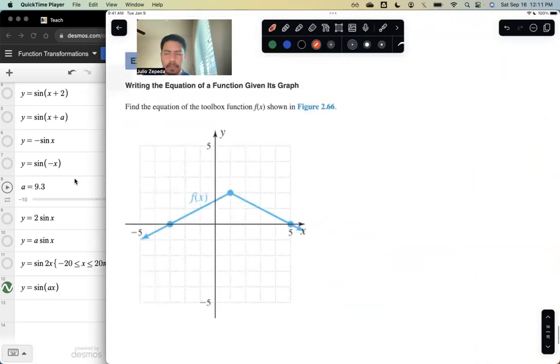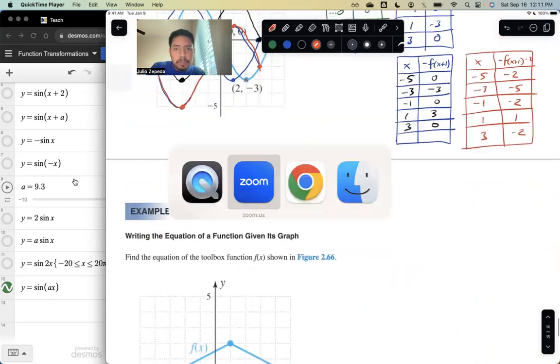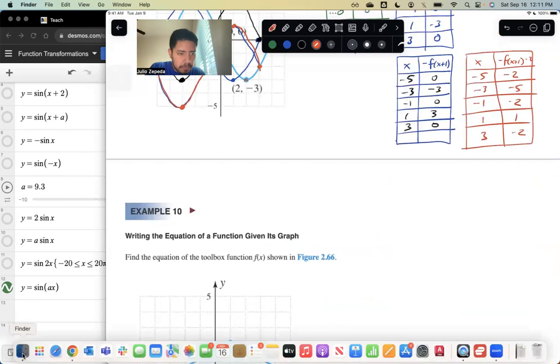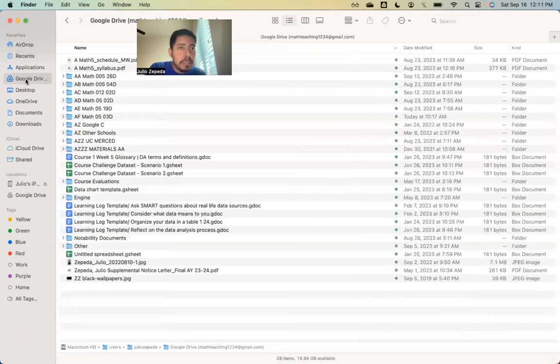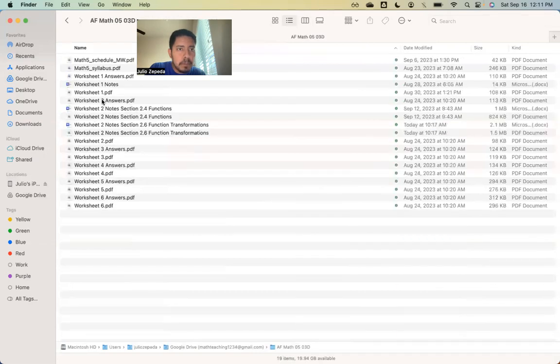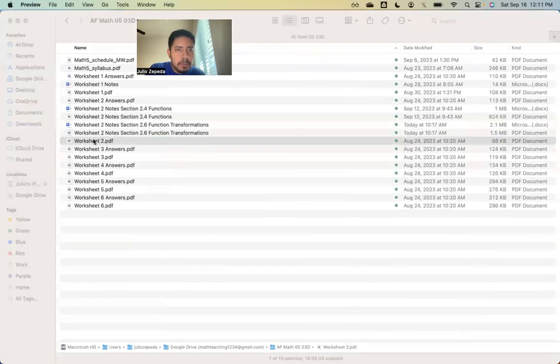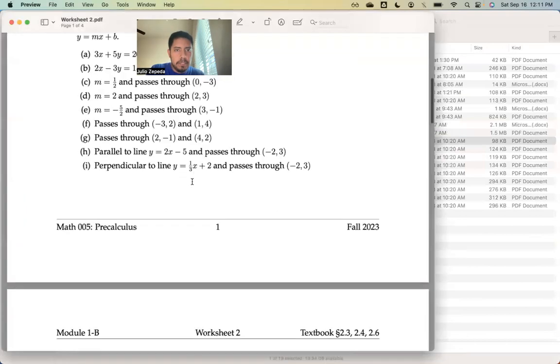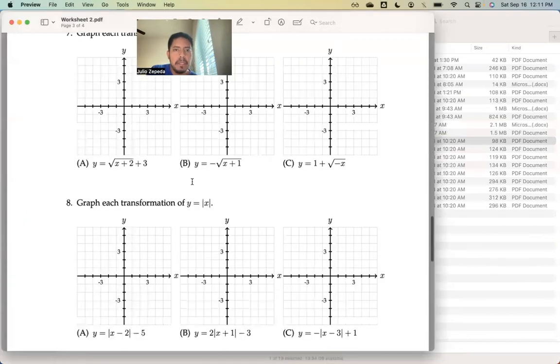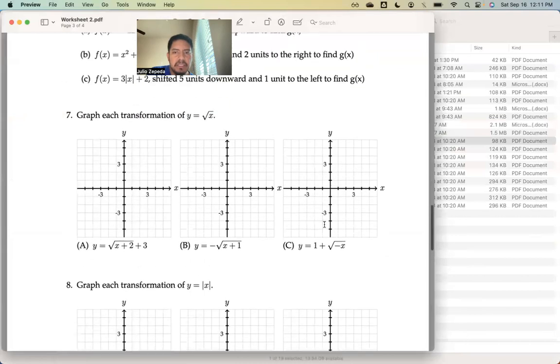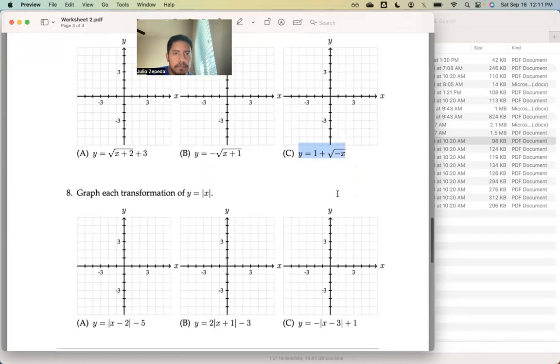All right. I'll quickly pull up the worksheet, just to point out which problems I'm talking about. Worksheet number 2. We don't want to show the answers just yet. Of course, all of these, you should be able to look at and say, that's the square root function reflected about the y-axis and shifted up 1 unit. So we graphed it. There you go.